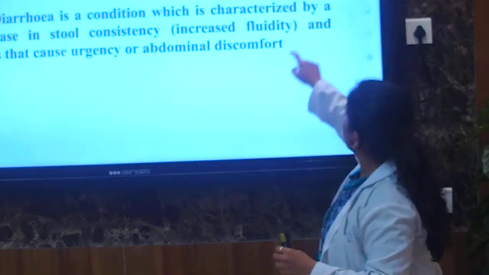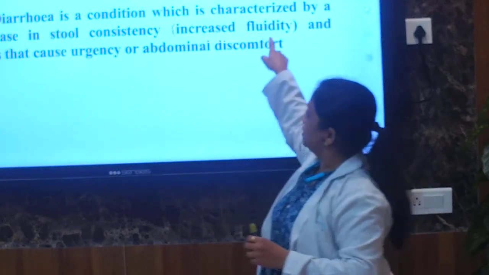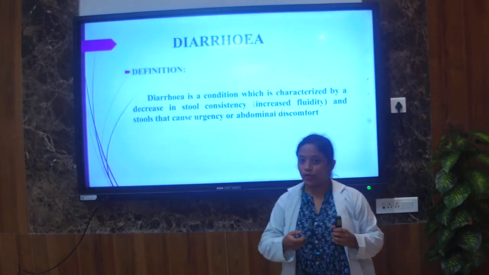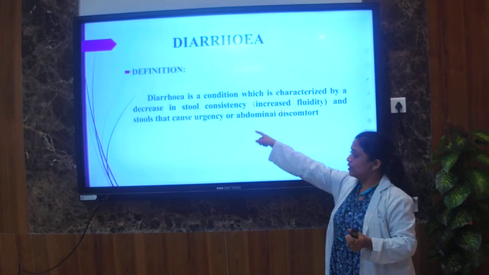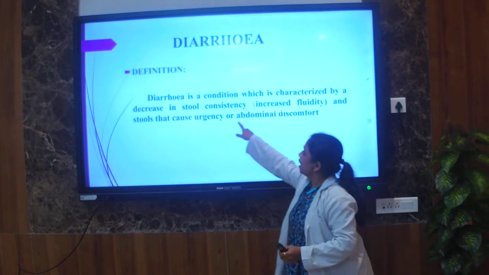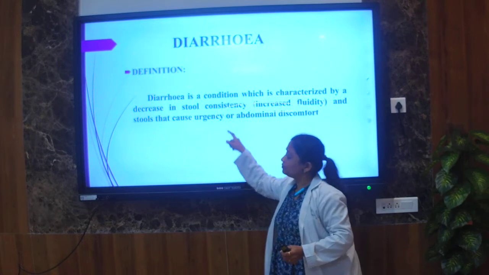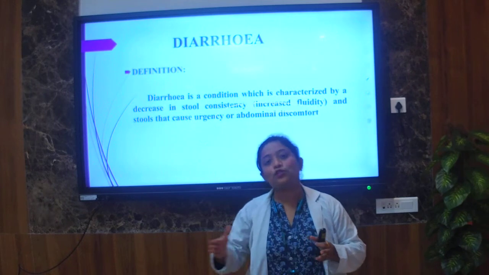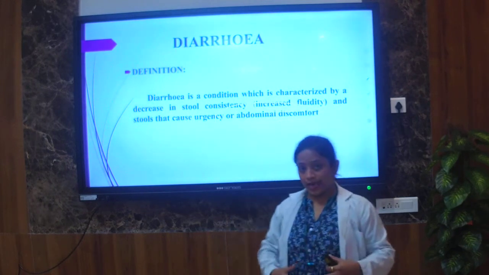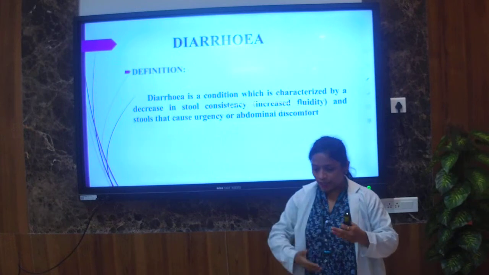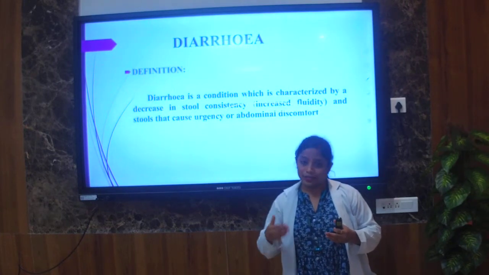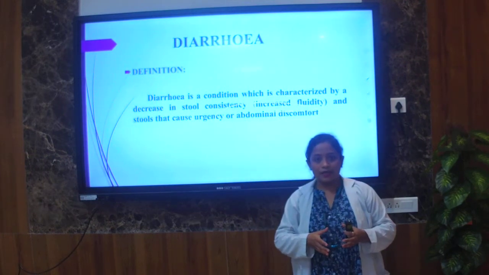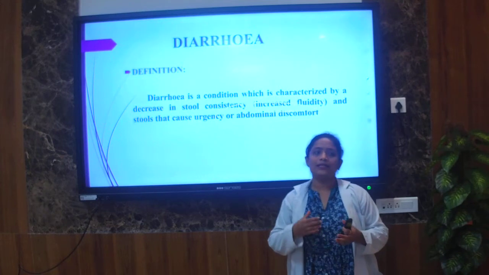Increase in fluidity means when you have a very liquidy stool, or fluidy stool, this condition is said to be diarrhea. Of course, there is urgency and abdominal discomfort. Even if we do not pass stool, we may have discomfort. The same way, when you have urgency, there is frequency of passing your stool, which definitely means that a person is having discomfort.